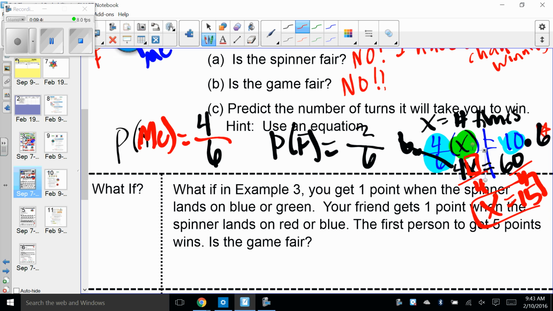So you have really 15. We would predict the number of times. It says, what is the number of times you expect to play until you win? Really 15 times, using some good algebra there. Go ahead and pause the video if you are confused at this point, and go ahead and look at that again.